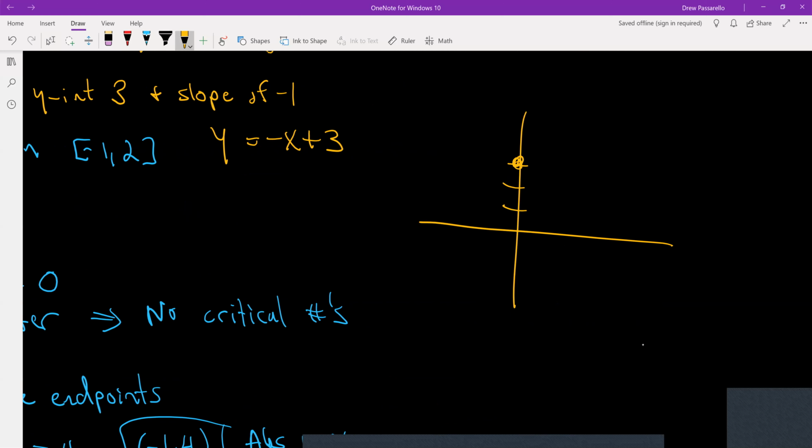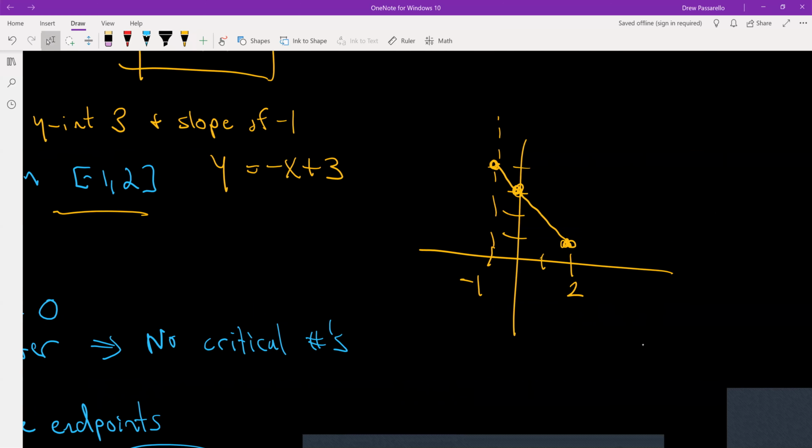So we know that's the y-intercept, and our interval is -1 to 2. So I go -1, and then you have that point, and then it's just going down, and then 2 was 1. So that's our line restricted in the interval. And so this is the max, absolute max, and then this is the min.